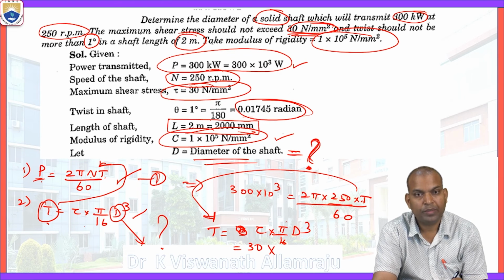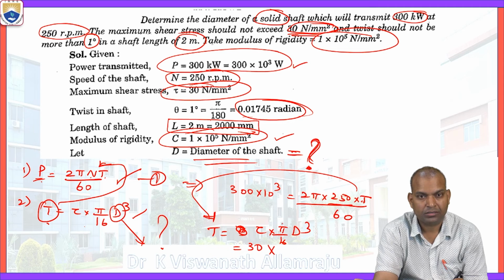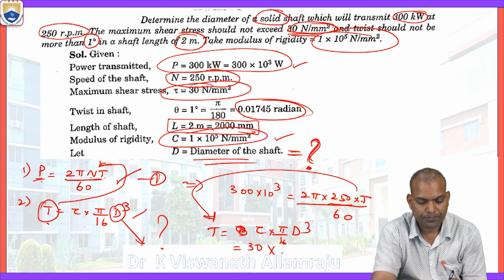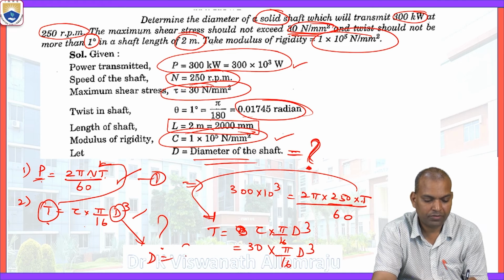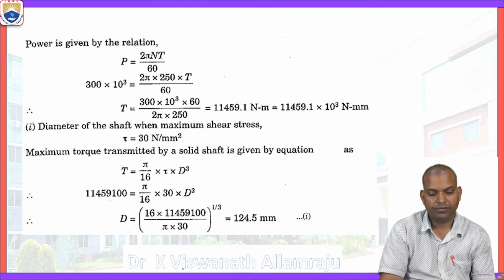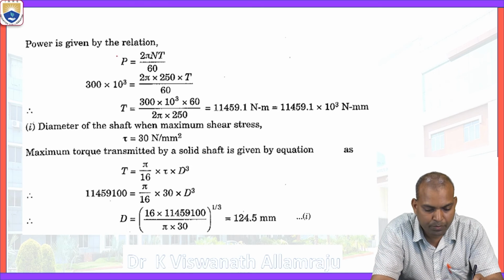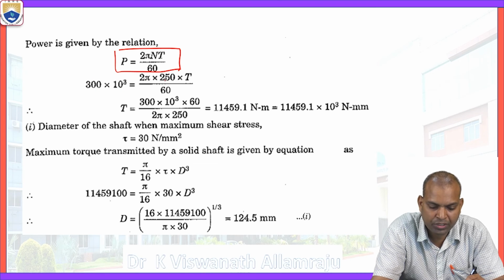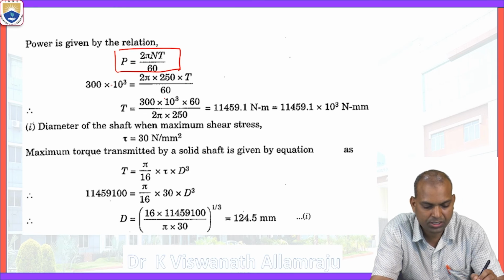So that value should be multiplied again with 1000. 1 meter equals 1000 millimeters. T equals pi by 16 times d cube. From that, d will come. Let us see. 2 pi N T by 60 equals P. Substitute known values: P is 300,000, 300 into 10 cube, 2 pi N, 250 revolutions per minute, capital T by 60.